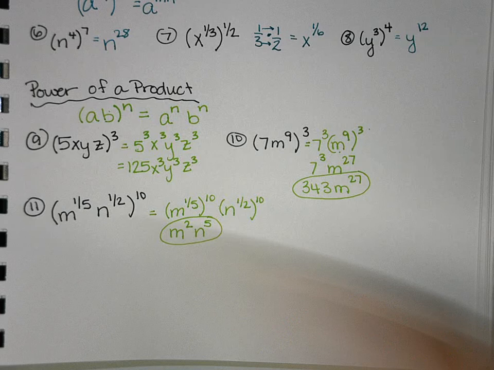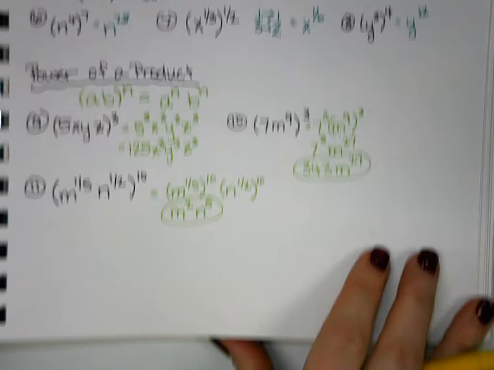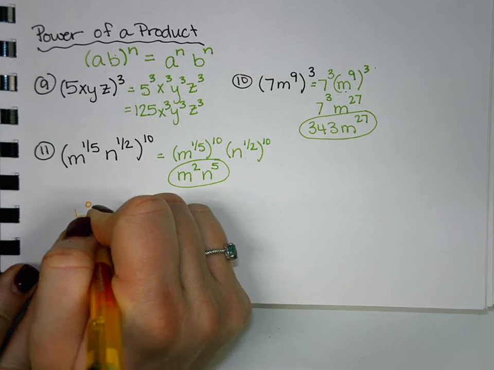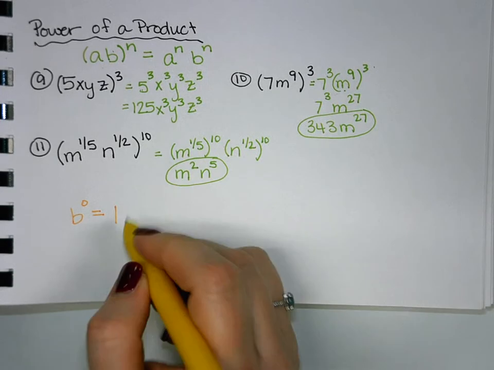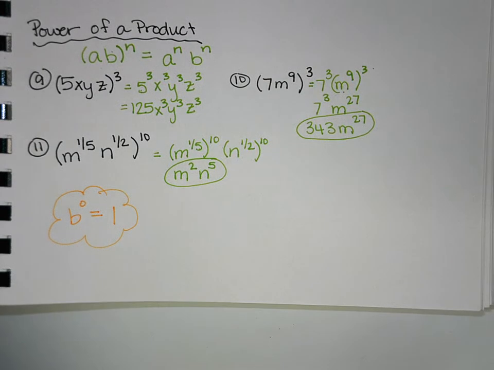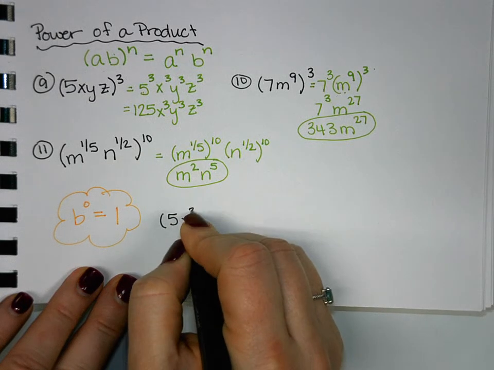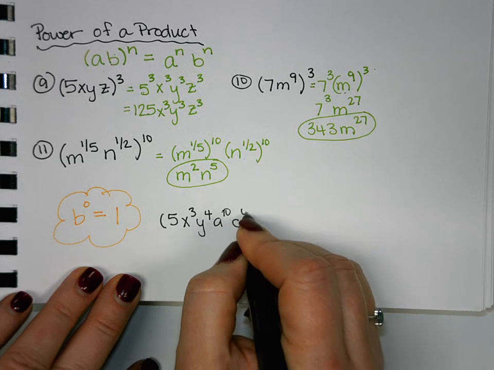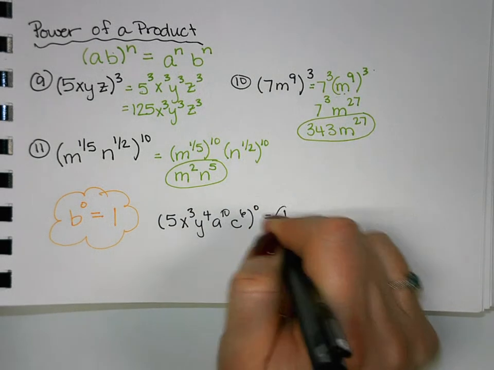Okay, our last property. Doesn't really have a name. b to the 0 power equals what? 1. Whenever your exponent is 0, the whole thing becomes 1. So if I had something like 5x to the 3rd, y to the 4th, a to the 10th, c to the 6th, all to the 0 power, all of that will equal 1 because of that 0 on the outside.